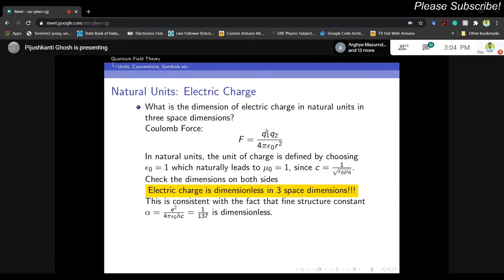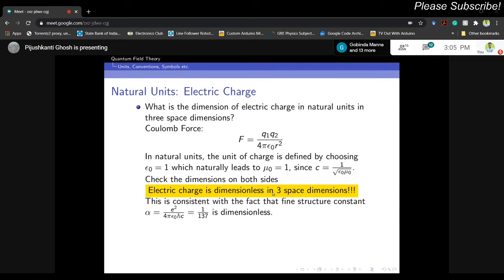So that means you have two charges, so basically dimension of charge square. But it immediately follows that electric charge is, what is the dimension? Dimensionless. Electric charge is dimensionless.